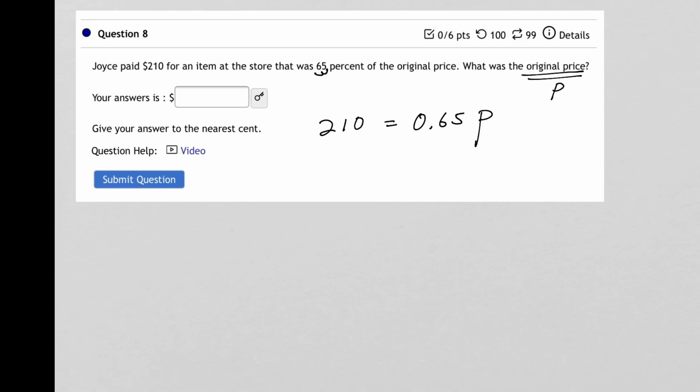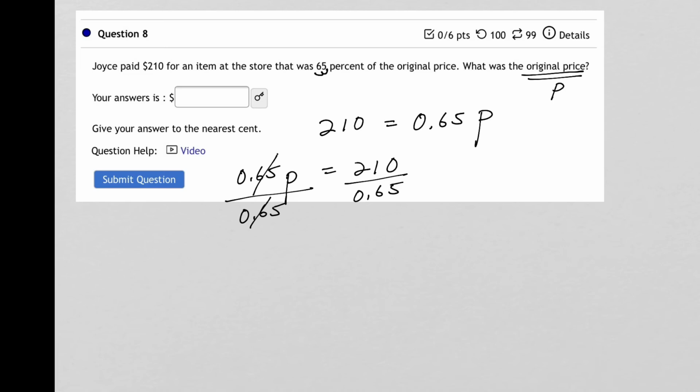So now I need to solve this. First of all, let me just write it the other way as 0.65p equals 210. Usually you put the constant in front of the variable, right? It's called a coefficient when you put it in front of the variable. And then how do I get p by itself? Well, I need to divide by 0.65. And whatever I do to one side, I have to do the other side, right? So that cancels.